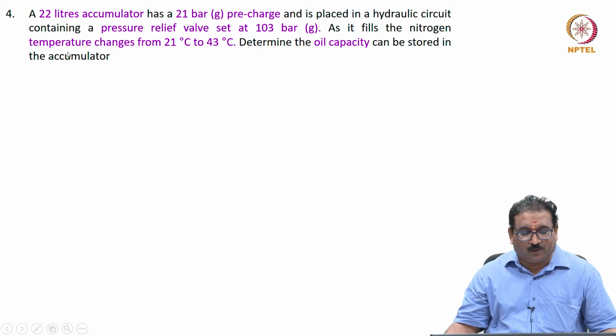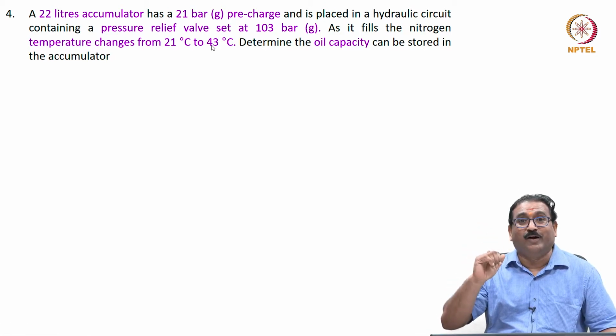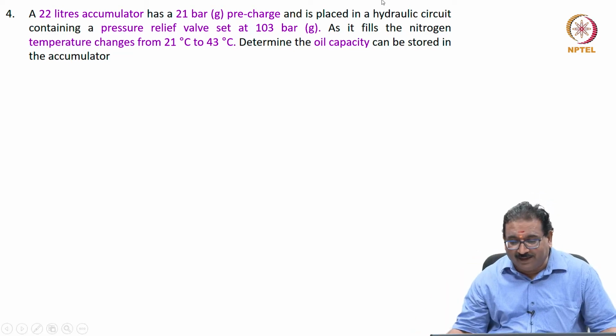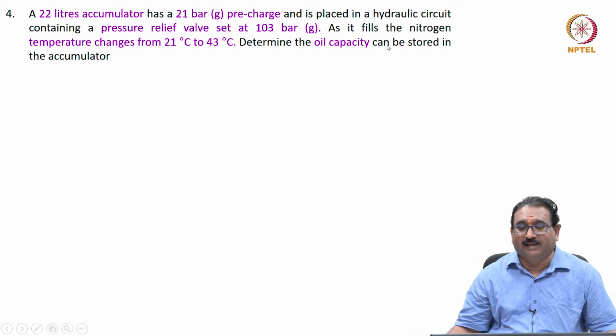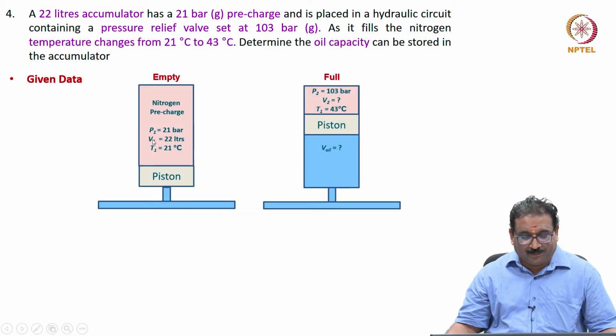As it fills, the nitrogen temperature changes from 21 degrees centigrade to 43 degrees centigrade. When it fills, the temperature changes; adiabatic. Determine the oil capacity that can be stored in the accumulator. So, the given parameters: P1, V1, T1 are given. When it is storing, what happens? P2 is 103 bar, T2 is 43 degrees centigrade. Then we have to determine the V oil and V2.